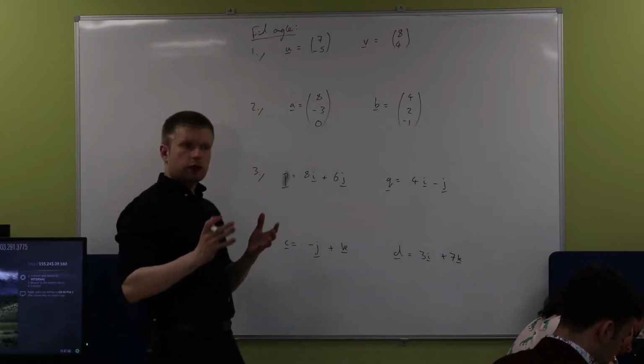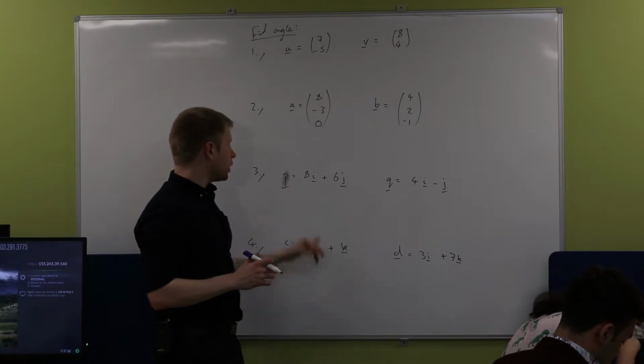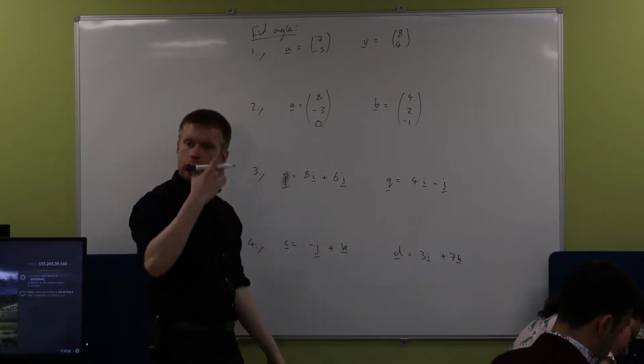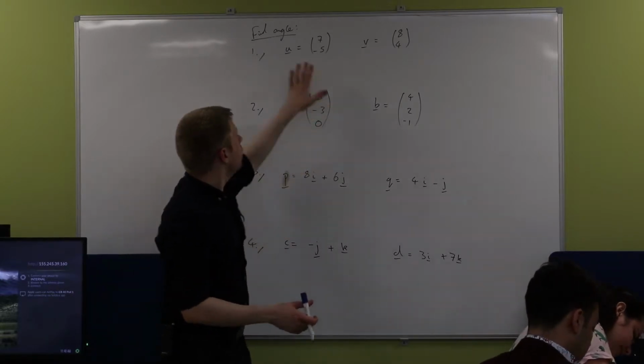So all I'm asking you to do is find the angle between each of these pairs of vectors. The last couple are a little bit trickier because they're in i, j and k notation, but I think we can deal with them. That's fine. Okay, let's work with this.